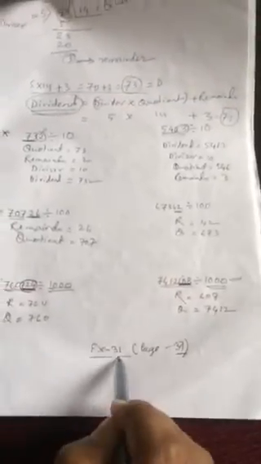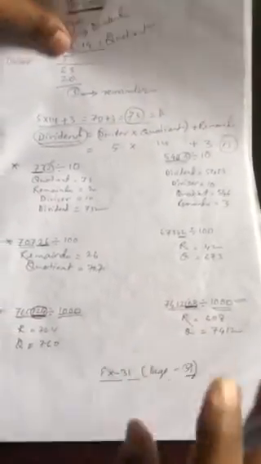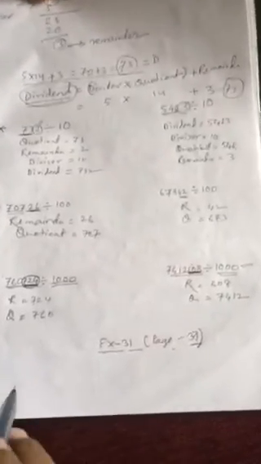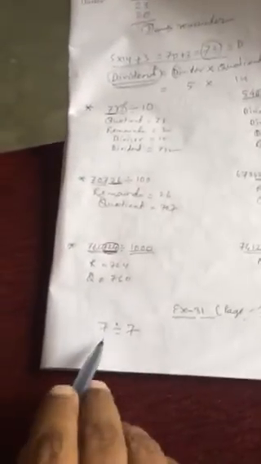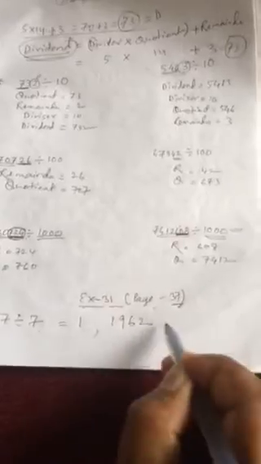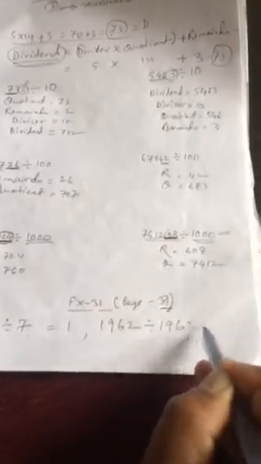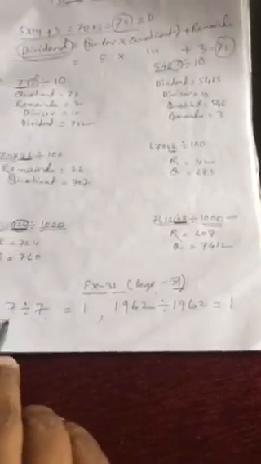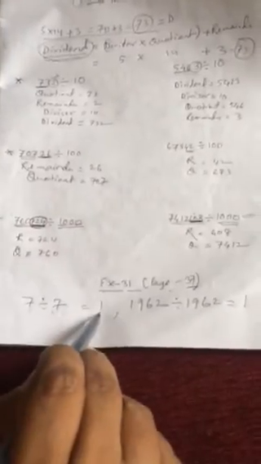Very simple thing. Now if you see exercise 31, page number 37, you can do it from your book. Another thing I want to tell you: whenever we divide any number by the same number, like if you divide 7 by 7, you will get 1. Similarly, if you divide 19,062 by 19,062, you will get 1. It means whenever we divide any number by itself, we always get 1.